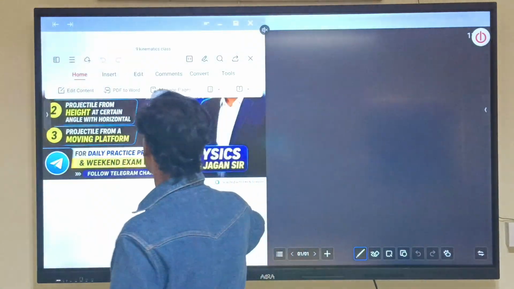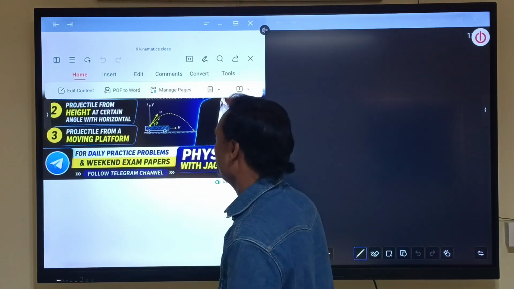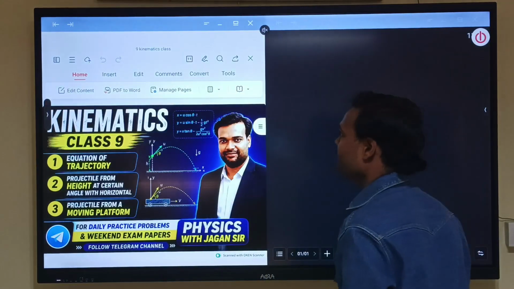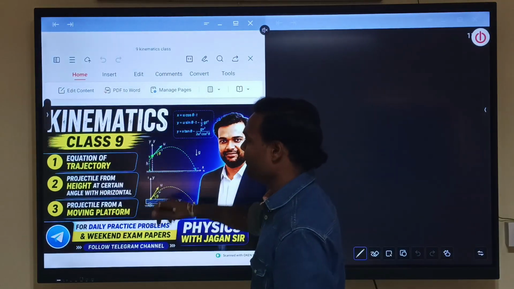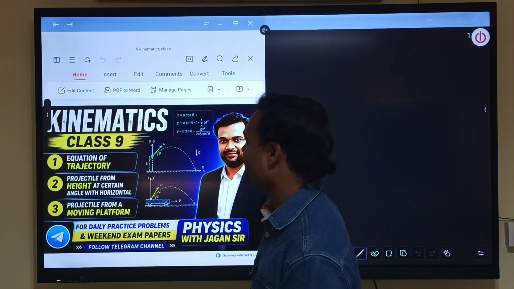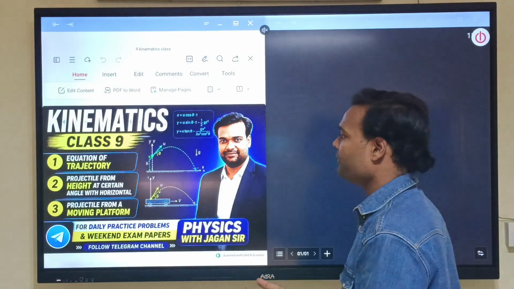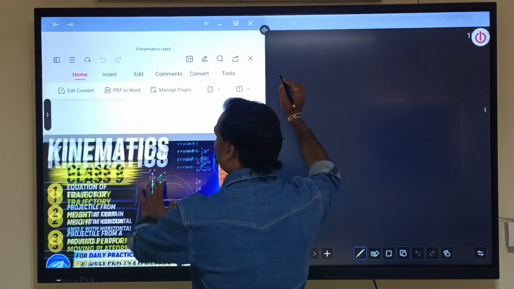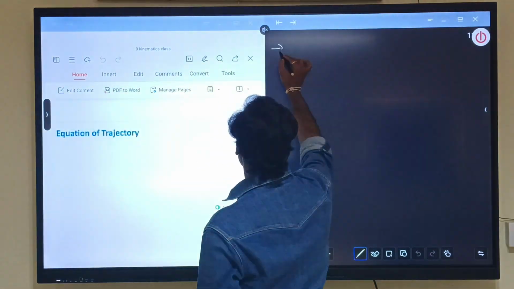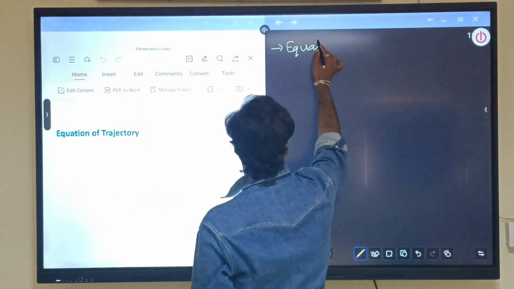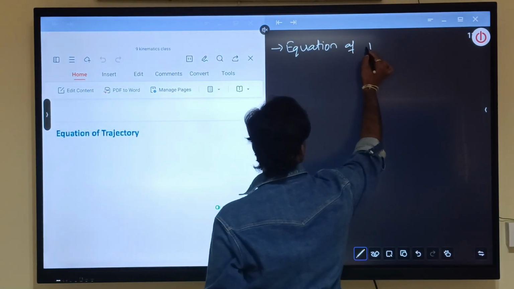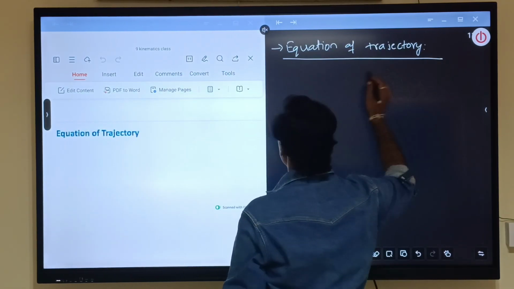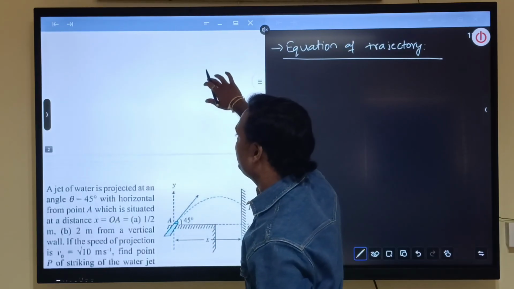And today we are going to discuss ninth class of kinematics, and in this chapter we are going to discuss the following topics: equation of trajectory, projectile motion for projectile from height at certain angle with horizontal, and projectile from a moving platform. This is our ninth class, and here first one is equation of trajectory. Here, first point is see.